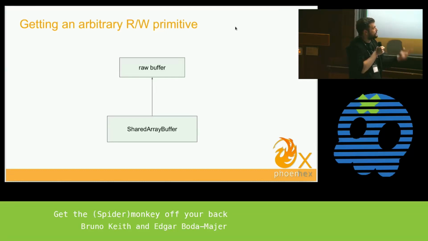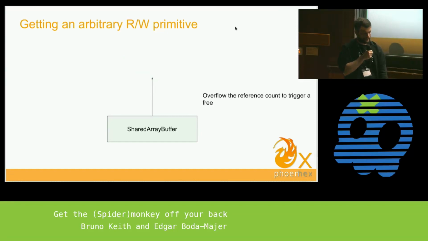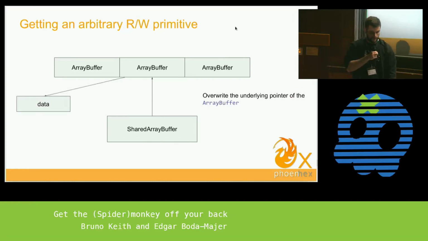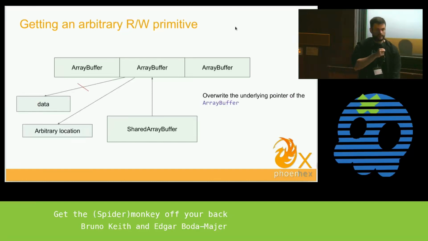So how it looks from a high level point of view. We have the shared array buffer, which points to the raw memory. We overflow the ref count and trigger a free. So now we still have a reference to freed memory. And we're going to allocate a large number of array buffers, large enough so that we're confident the memory is going to be reused at some point. And then we'll mark those array buffers, look for the value, and the array buffer is going to have a pointer to the data as we've seen before, and now we're able to modify that value to make it point to wherever we want. And then with that we can read and write from the array buffer, so we can read and write from memory.